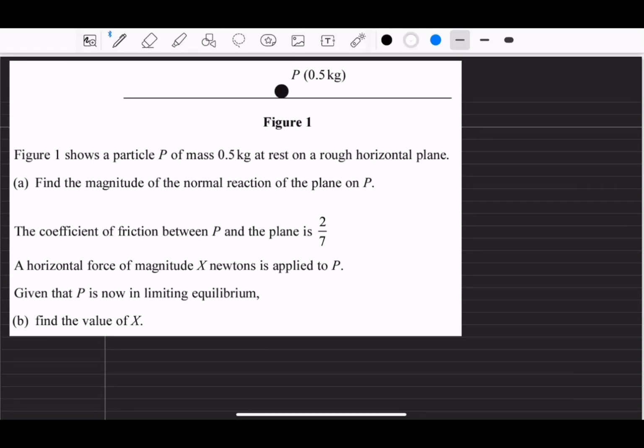Hello everyone, today let's discuss an A-level mechanics paper. So many people ask me to explain mechanics papers.